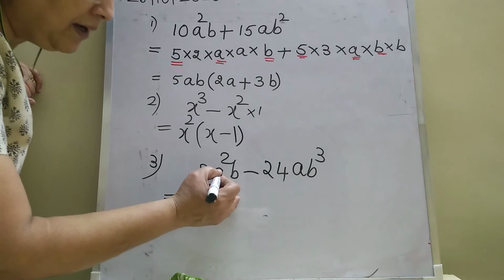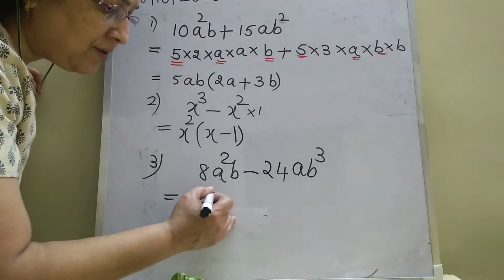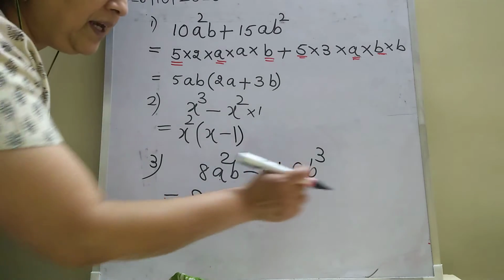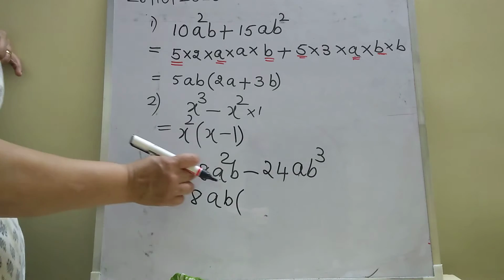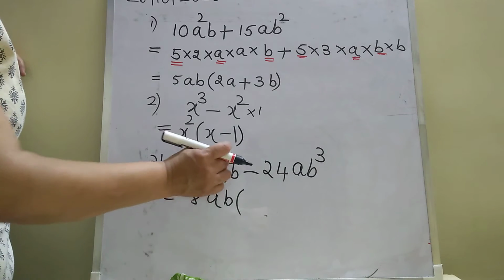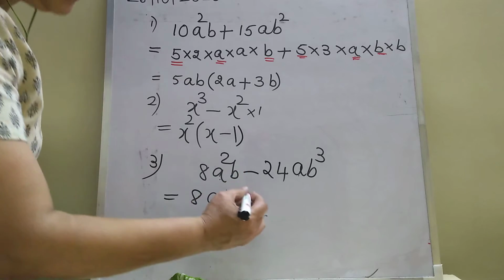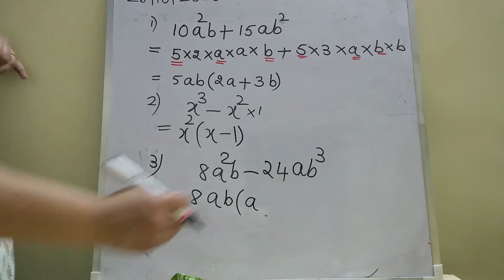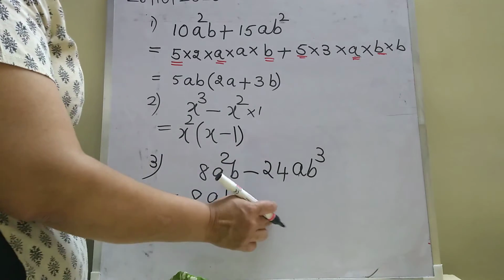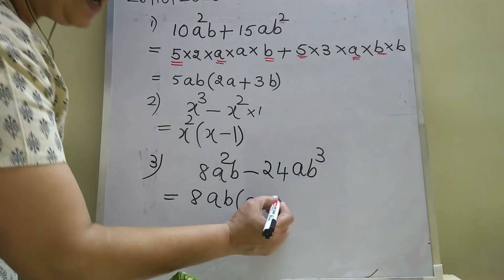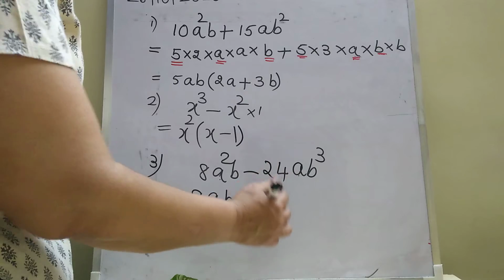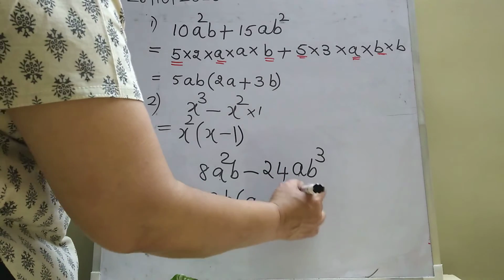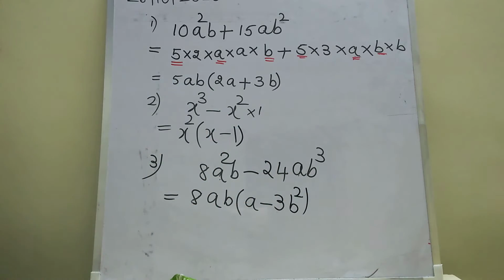Again the same thing: among a square and a, which is the lowest? a is the lowest. And among b and b cube, which is the lowest? b is the lowest one. So what is going to get inside? 8 is already written. Among a square, a is out, so a is remaining. b is already there outside. Minus 8 threes are 24, correct? Now what is the next thing? a is already there. I am going to get b square here. Think a little how you are getting this term.